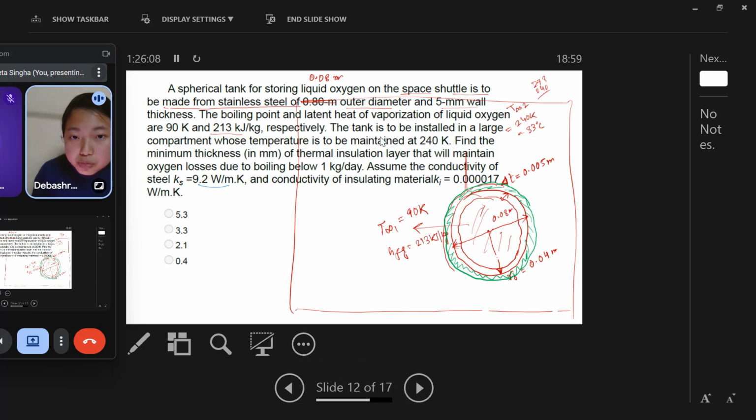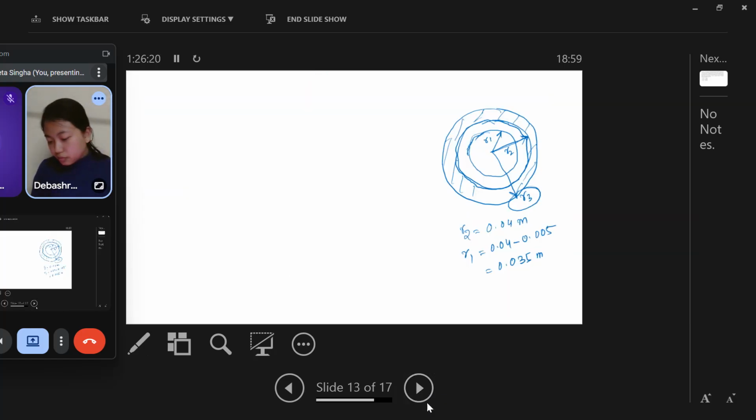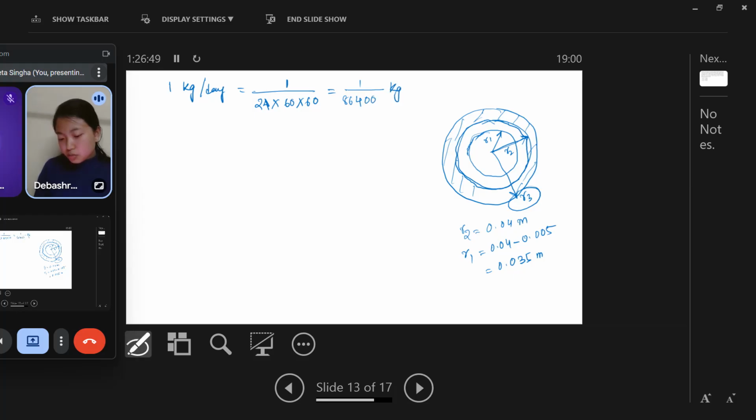They have asked to find the minimum thickness of the thermal insulation layer that will maintain oxygen losses below 1 kg per day. 1 kg per day means per second how much will you get? 1 divided by 24 into 60 into 60. How much will it be? 1 by around 86400 kg per second.